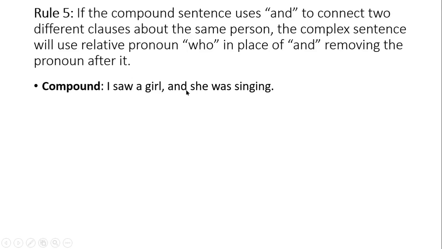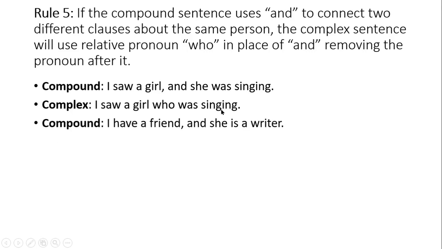Okay, so here you go. I saw a girl who was singing, and we have removed the pronoun she from the sentence. You see, I saw a girl who was singing. Another example. I have a friend and she is a writer. So you see, firstly we are going to remove this conjunction and this pronoun, and we are going to use who. I have a friend who is a writer.